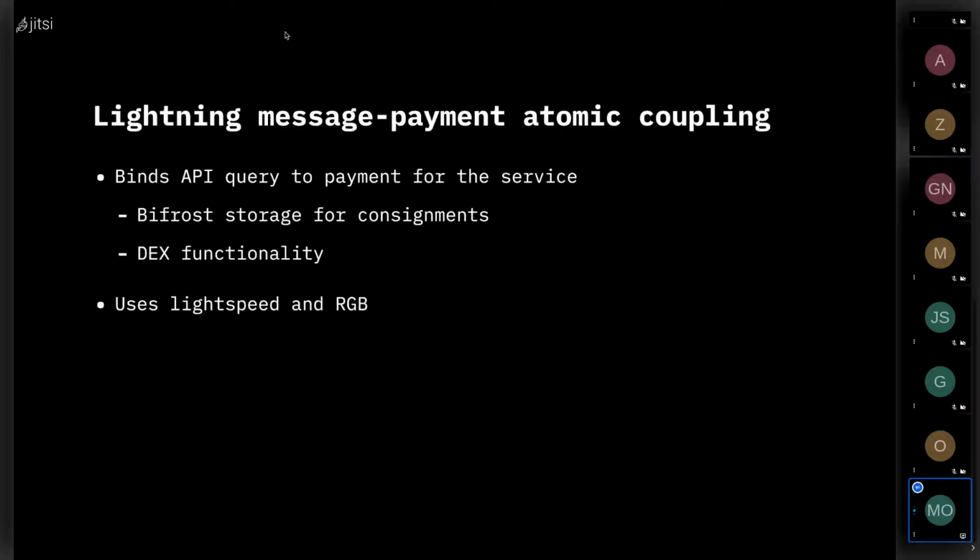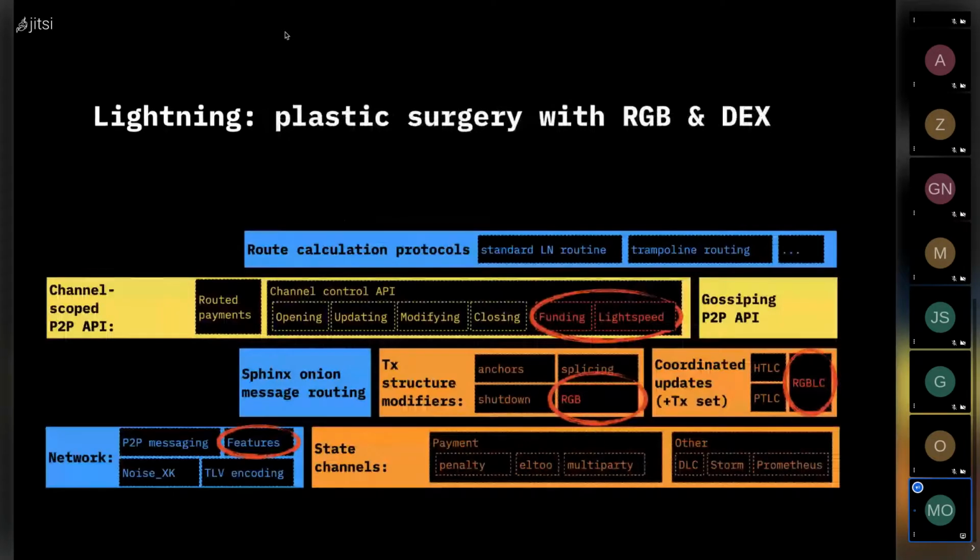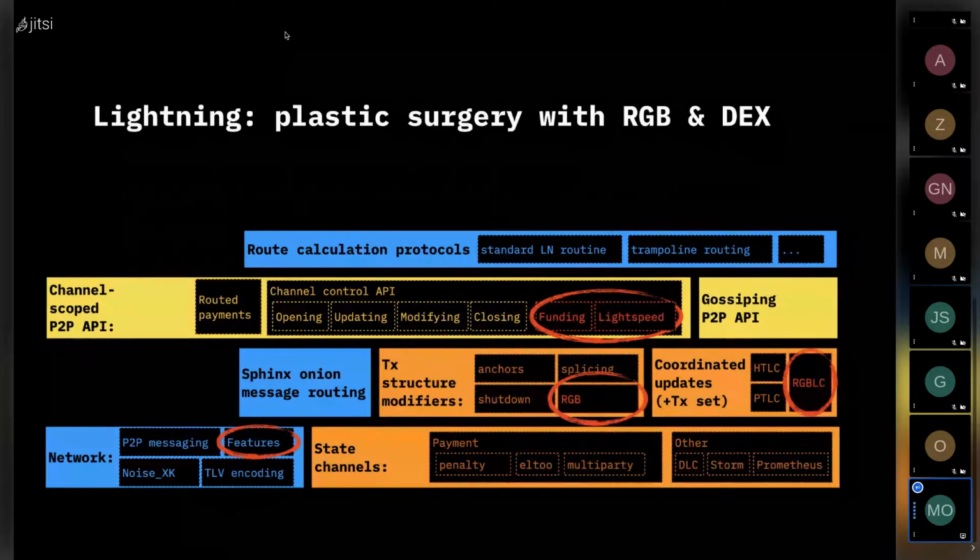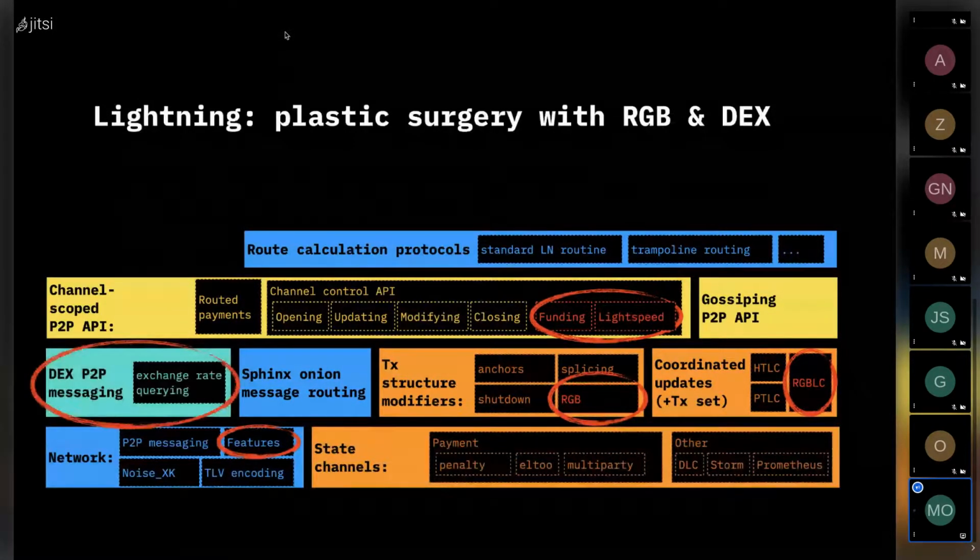This is based on Lightspeed and these RGB LCs, which I was talking about. And the same mechanism will be used in the case of DEX, which is the final part of today's talk. So we have all of that in place. We have RGB and Lightspeed here. I removed Bifrost because I don't have space here on the slide, just because of that. And now I will put in the DEX.